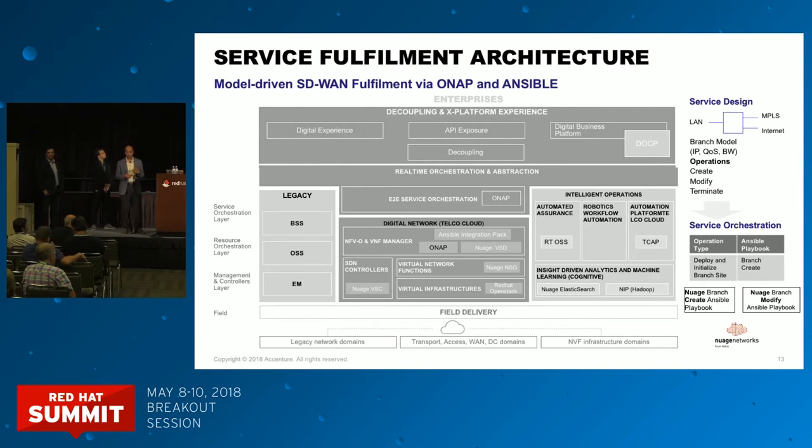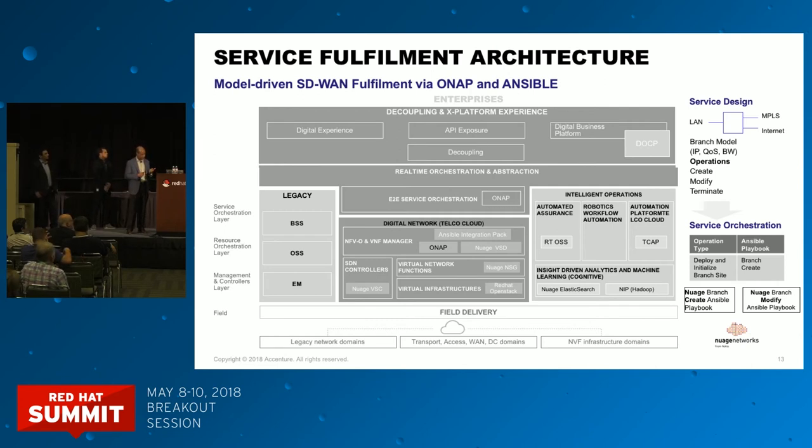So you're talking about basically the service design here: a branch CPE, essentially a multi-port device with some LAN ports, WAN ports, and you define at the service level what kind of operations you can do on that branch. I can create a new branch, I can modify some parameters with respect to the branch and services, or I can terminate the branch.